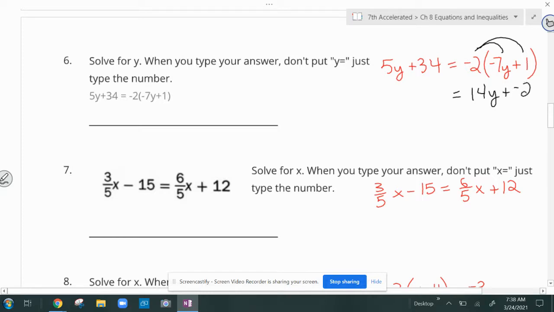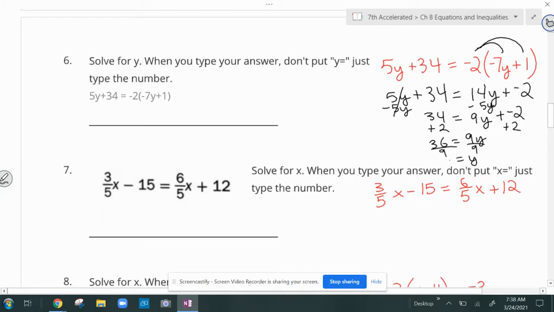14y plus negative 2, or minus 2. If we distribute, bring everything down. Now we just have variables on both sides. So we have to get rid of one of those variable terms by addition or subtraction. 34 equals 9y plus negative 2. How do we get rid of the plus negative 2? We're going to add 2. Add 2. We get 36 equals 9y. So divide by 9, divide by 9. And y equals 4.